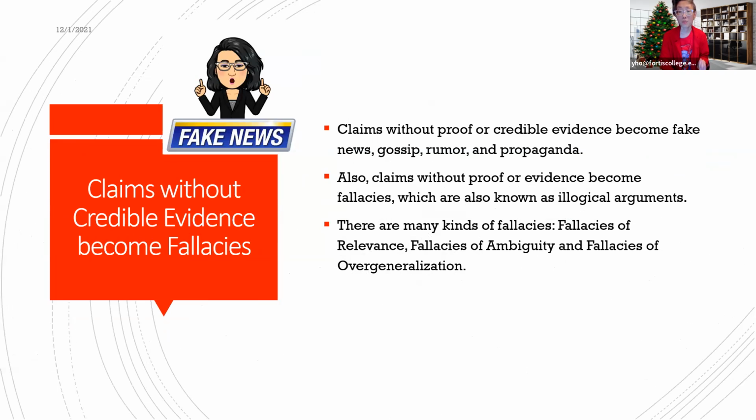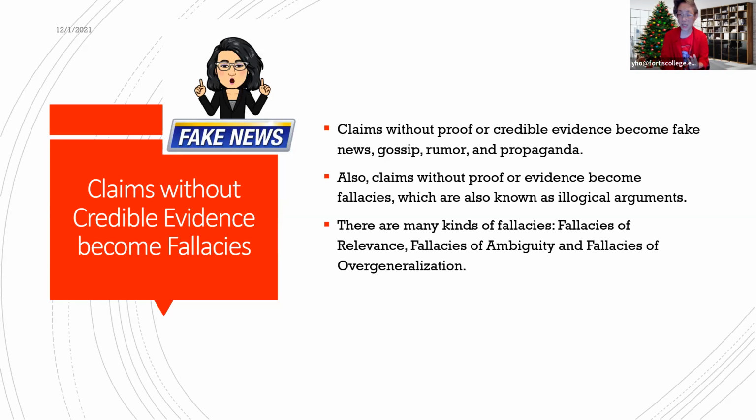And claims without proof or evidence are known as fallacies, which are illogical arguments. And as I mentioned before, there are 3 kinds of fallacies. And you want to avoid fallacies in your paper, okay? In all of this, the reason why we talk about fallacies is this is what you want to avoid in your paper. This is why it's so important to use CRAAP to make sure that your evidence is credible. And so there are 3 kinds of fallacies.